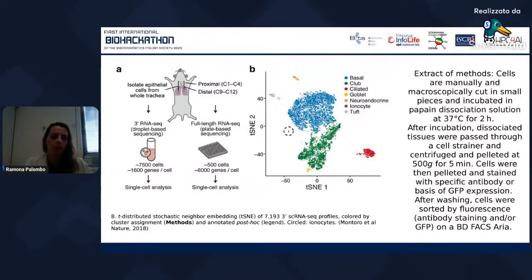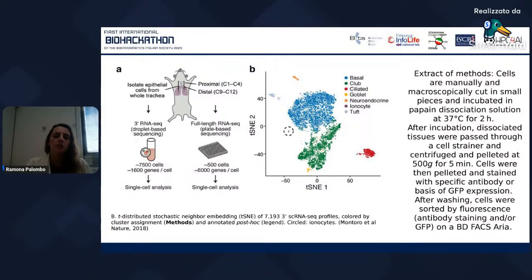This is one of the several studies, publications that we can see online, and this group used single-cell RNA sequencing with two different approaches. One is with 3' RNA sequencing, and the other is full-length RNA sequencing.